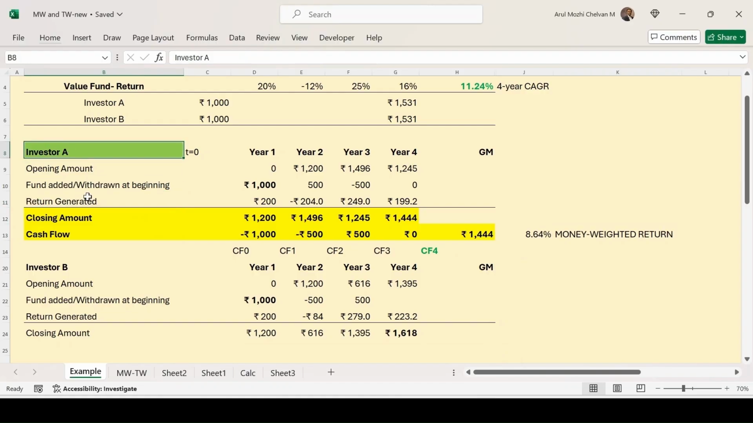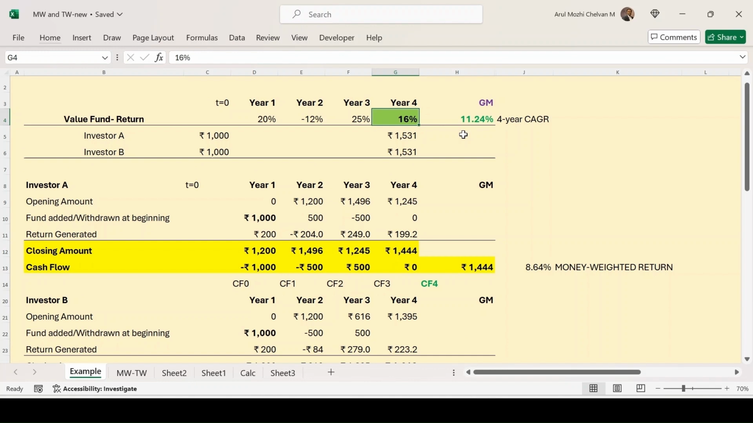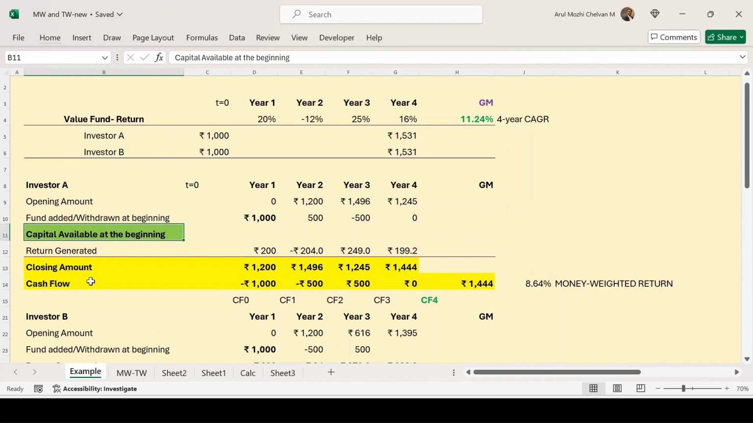Let us explore the same example to understand time weighted return. In our value fund example, the time weighted return is calculated as 11.24, representing the geometric return of all four returns provided. Each year, the fund generates returns based on the capital available at the beginning of that year. Here is how it breaks down. Let us add one line for capital available at the beginning.